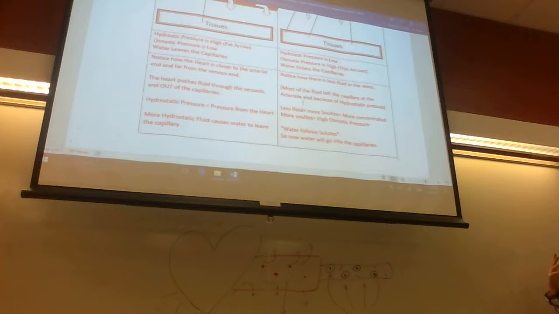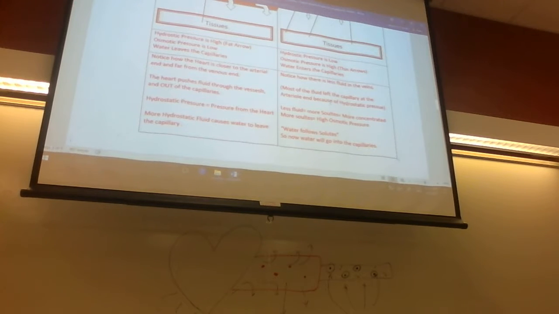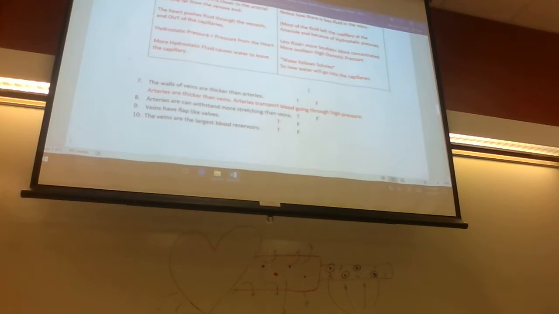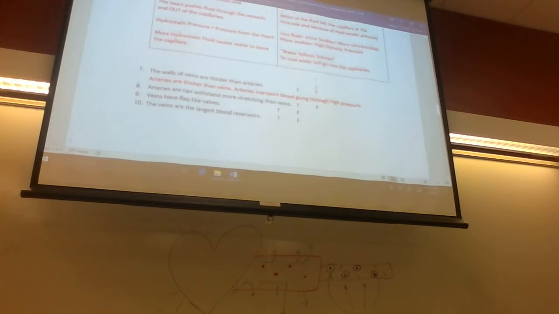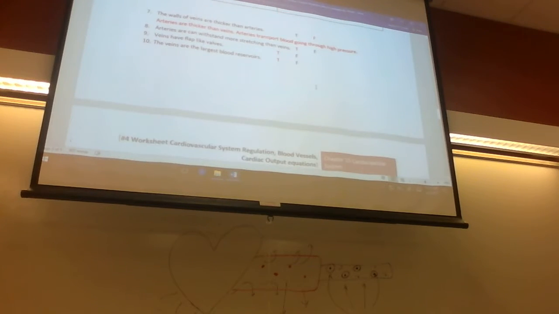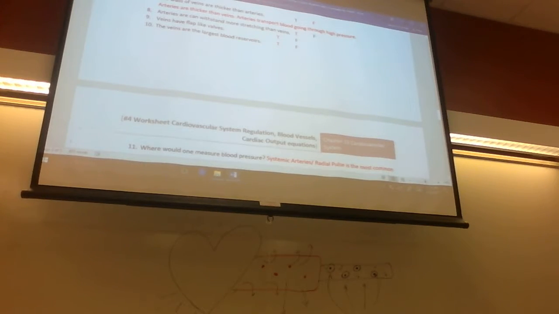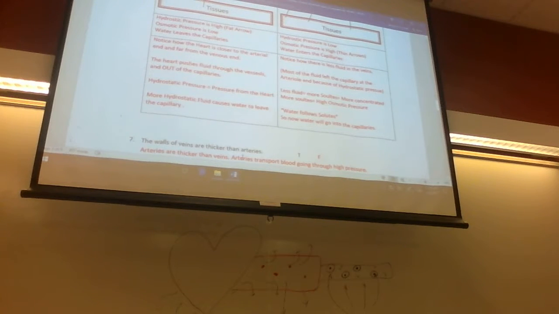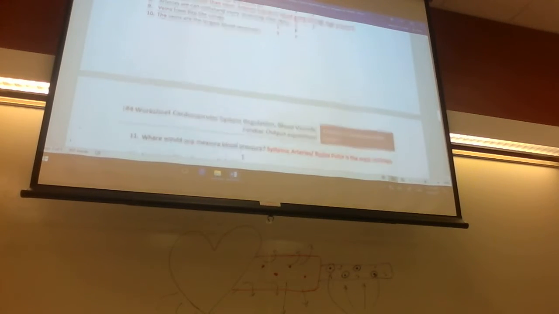Does this make sense for the most part? It might take some reading over, but hopefully it's broken down. So when you come across osmotic versus hydrostatic pressure, just know hydrostatic pressure leaves the capillary, osmotic pressure goes into the capillary, and that's why it does what it does. Do you guys need to take any more notes from this? Okay.